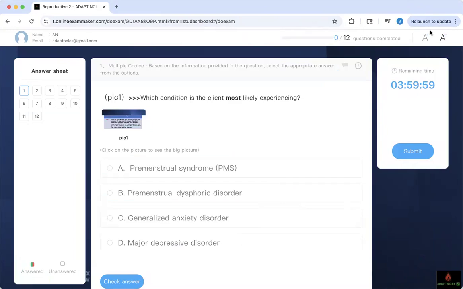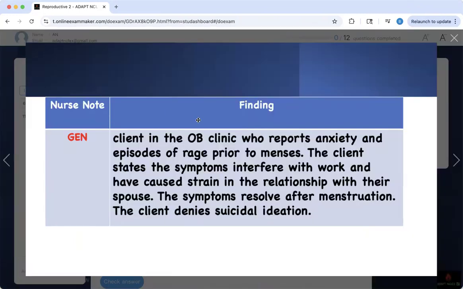First question. As usual, like I said, next generation. You see this question, you feel like you're defeated. I know you know it. Just click on it, read it, and see what the issue is. Client in an OB clinic who presents with what? Reports anxiety, episodes of what? Rage, prior to what? The menses. Therefore, that's the key. Something happened before I have my menses.